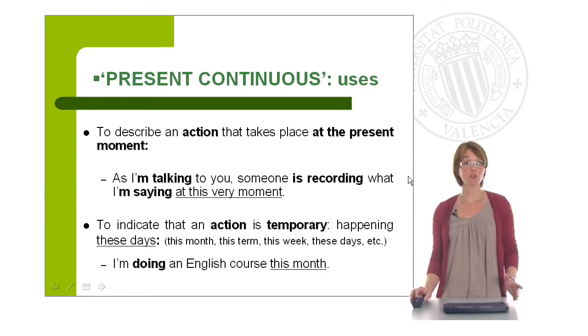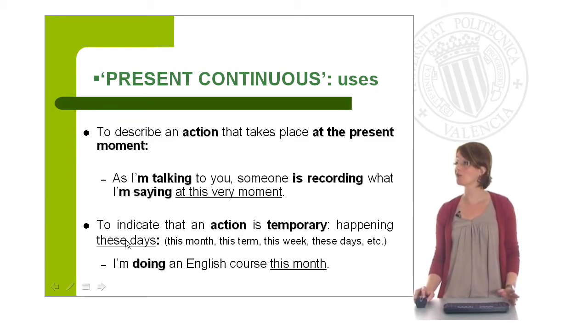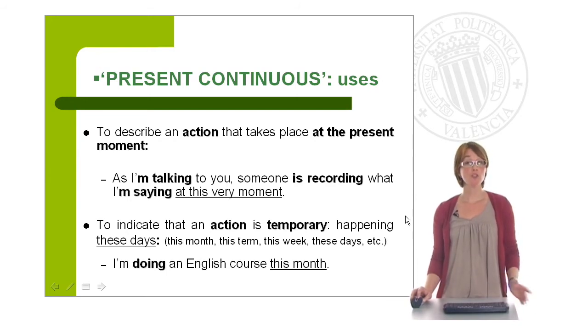Well, we also use this tense to indicate that an action is temporary. This means that the action is not happening at the moment of speaking, but is happening at a time that is near to the moment of speaking. For example, these days. We can also use other expressions such as this month, this term, this week and these days. For example, I'm doing an English course this month.